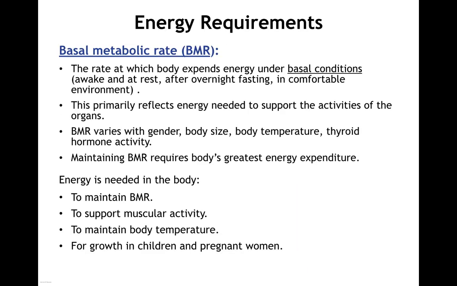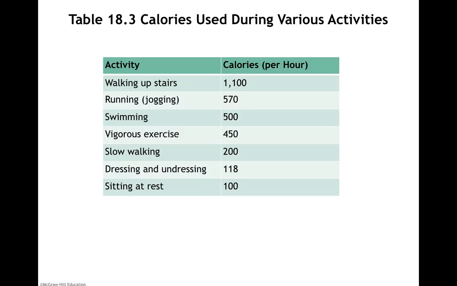Our energy requirements are reflected in our basal metabolic rate, which is the rate that the body expends energy under resting or basal conditions. It primarily reflects the energy needed to support activities of organs. It will vary with gender, body size, body temperature, thyroid hormone activity, and maintaining the BMR is the body's greatest expenditure. We need to maintain BMR, support muscular activity, maintain body temperature, and growth in those individuals that are growing.